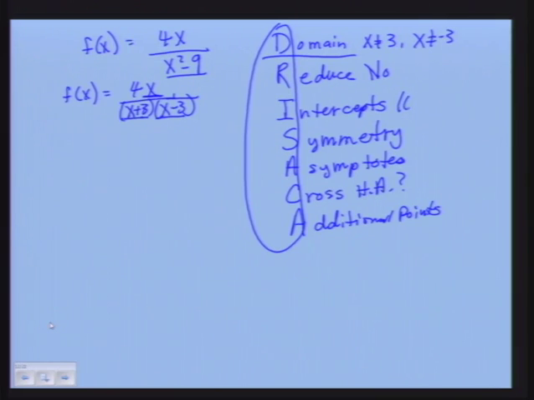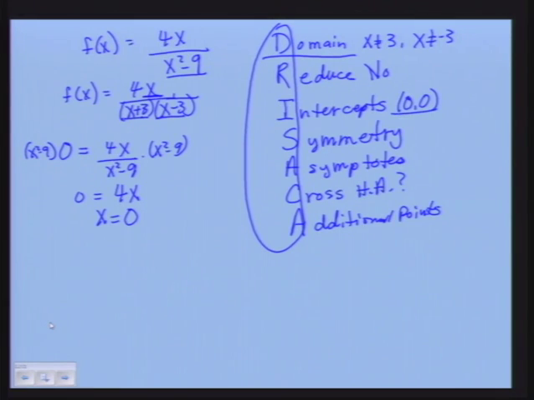All right, if I plug in 0 for x, turns out to be 0 for y. And now if I plug in 0 for y, let's see what happens. Multiply by x squared minus 9 on both sides to get rid of fractions. And I have 0 equals 4x. That means x could be 0. But we already have that one. So our intercepts are the same. 0, 0 is both the x and the y intercept.